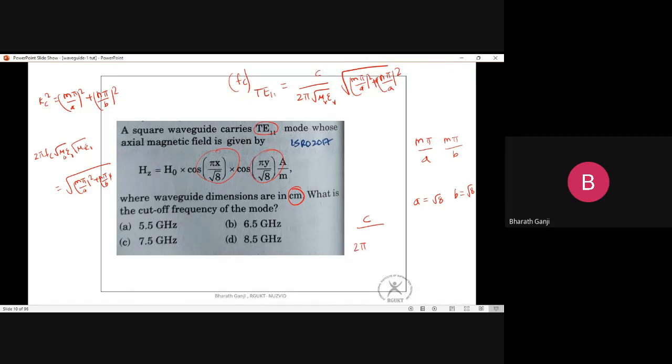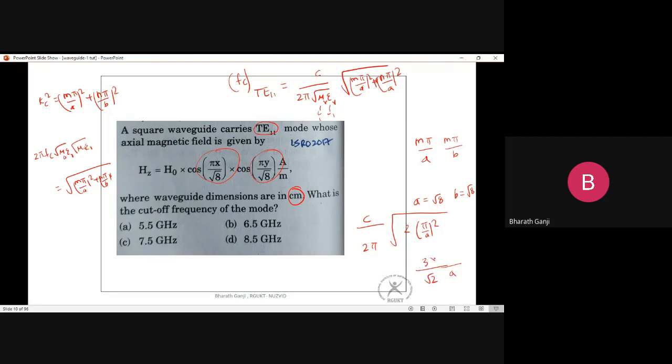Maybe it is air filled, let's assume, because it's not given here whether it's air filled or not. So if mu r and epsilon r are taken as 1, you get C by 2 pi, square root of m1 and 1 also taken, you get 2 times of pi by a whole square. So you get C times square root of 2 divided by pi by 2 pi into a. So pi cancels out. So I can say it is simply C divided by square root of 2 times a.